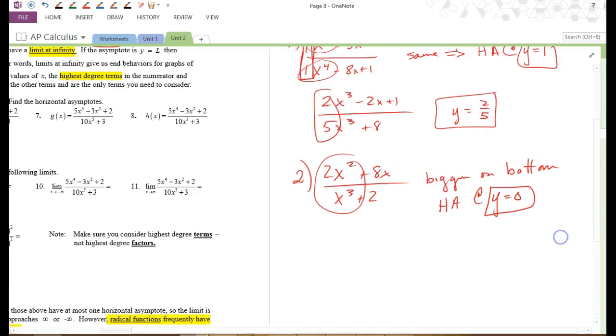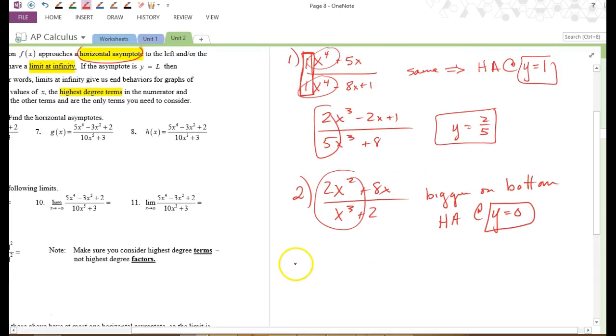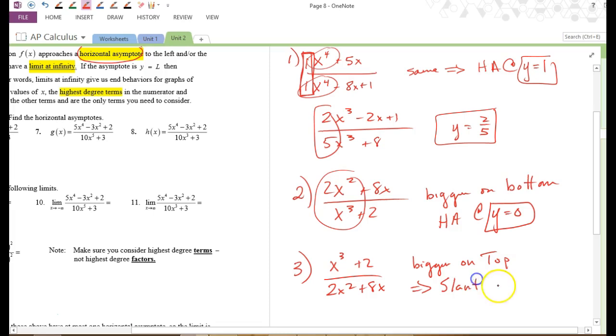Okay, the last scenario is if it would be bigger on the top. So if we switch that around, x cubed plus 2 over 2x squared plus 8x, so we got bigger on top. This would imply a slant asymptote, which means the function would eventually be going up to positive infinity or eventually down to negative infinity.